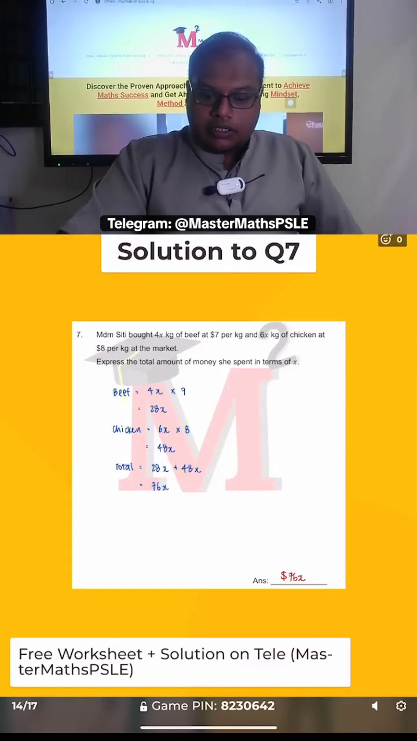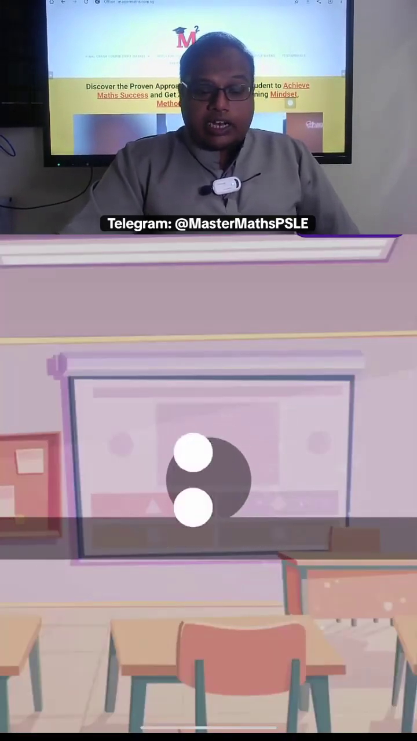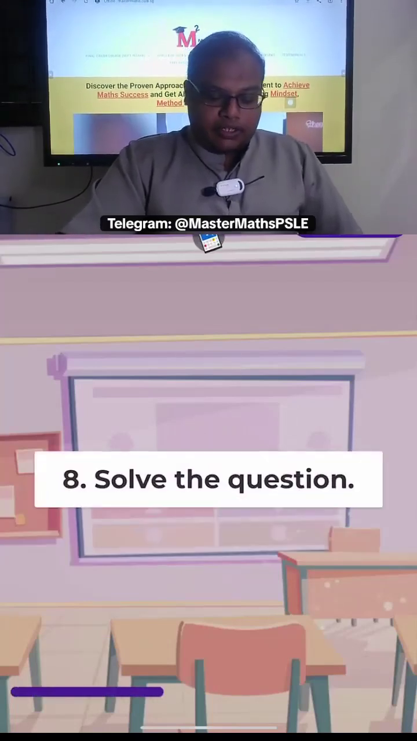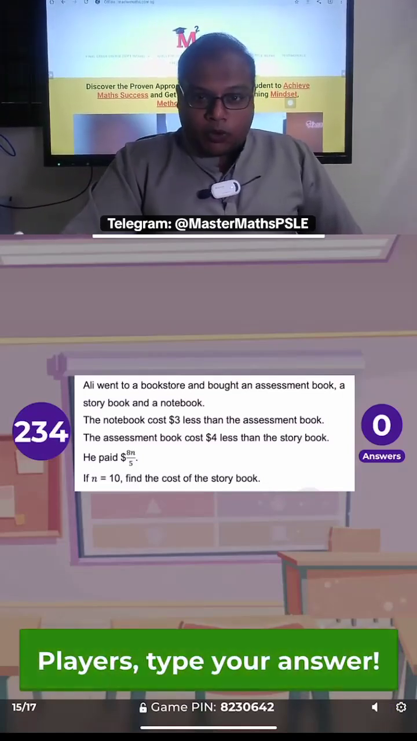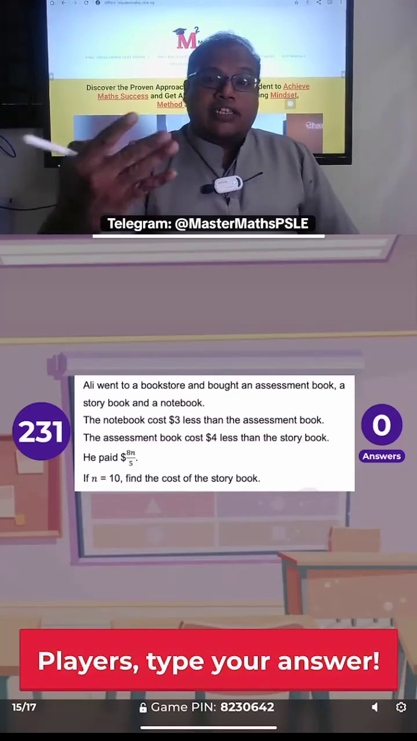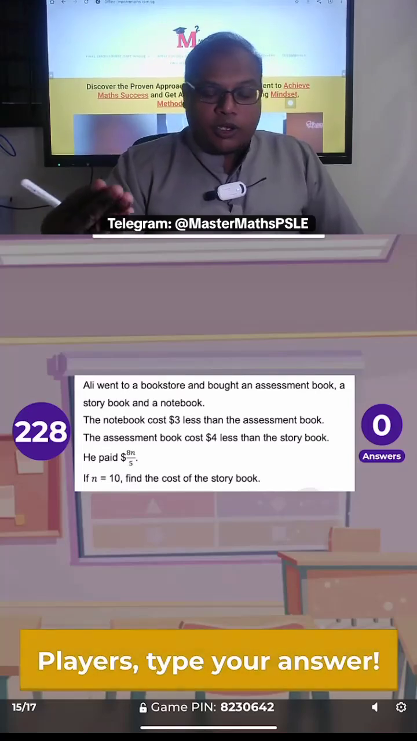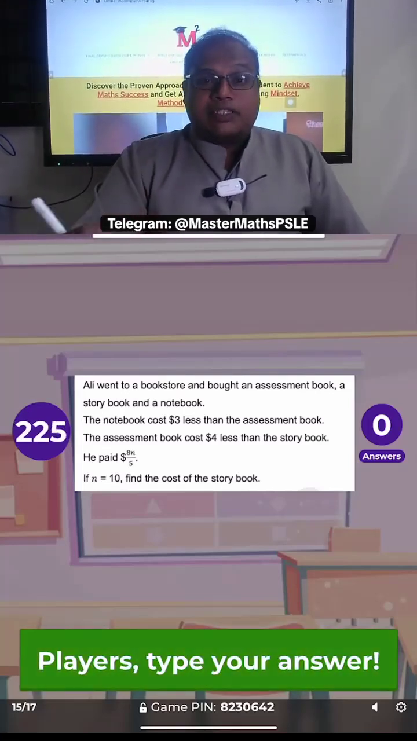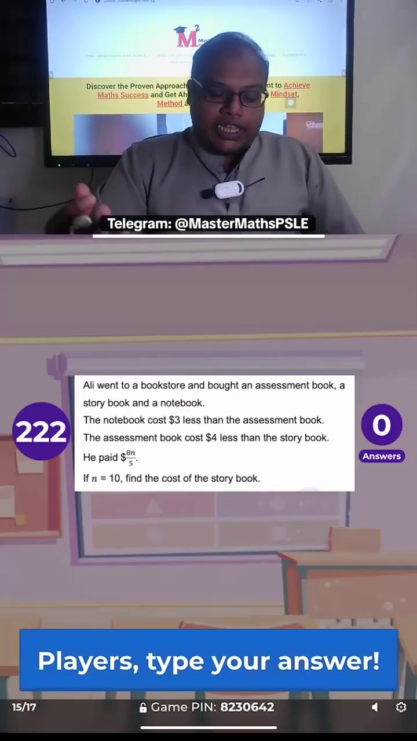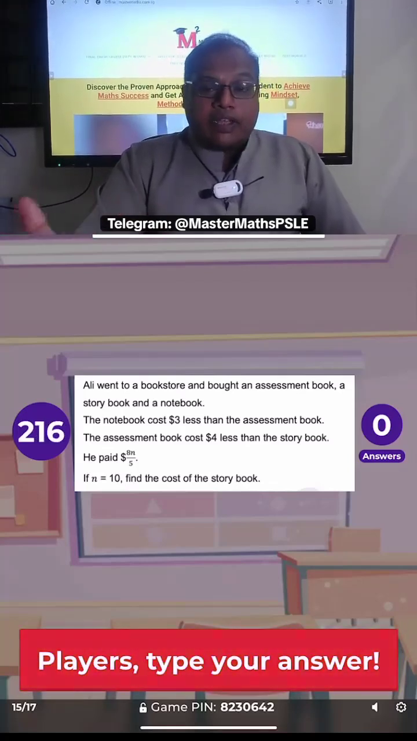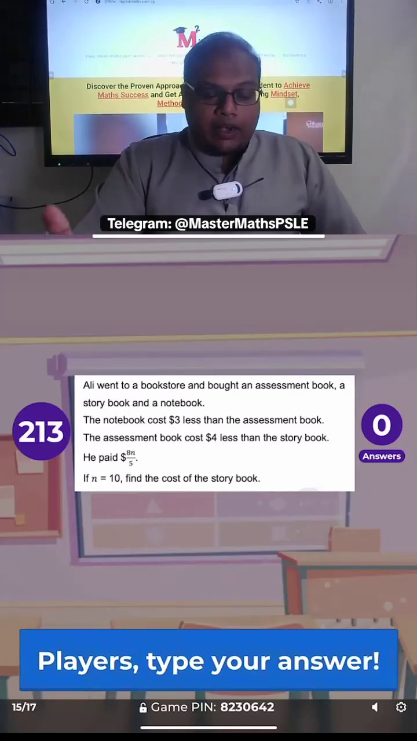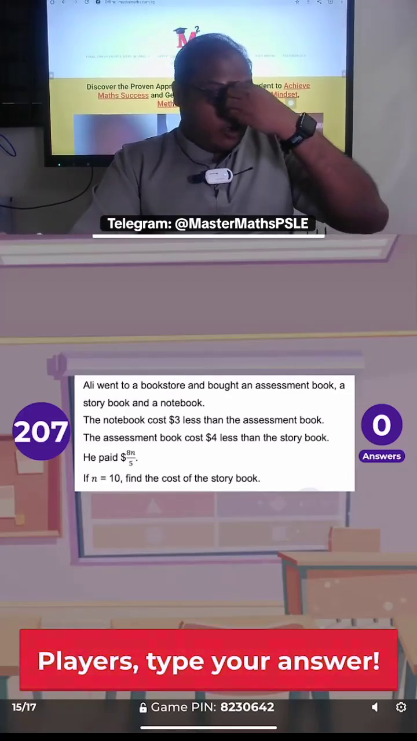Next, again another type-answer question with a double point. Ali went to a bookstore and bought an assessment book, a storybook, and a notebook. Something you all usually do at Popular, right? For those who are going to get first place today: the notebook costs $3 less than the assessment book. The assessment book costs $4 less than the storybook. And eventually, he paid $8n over $5. If n equals 10, find the cost of the storybook.